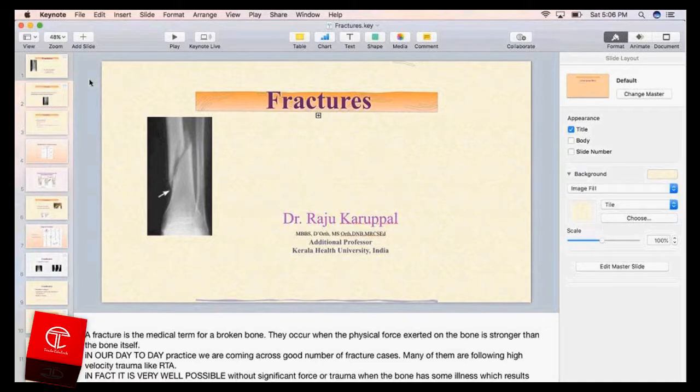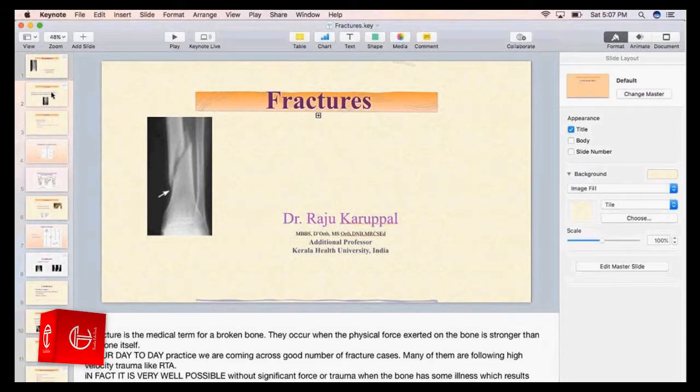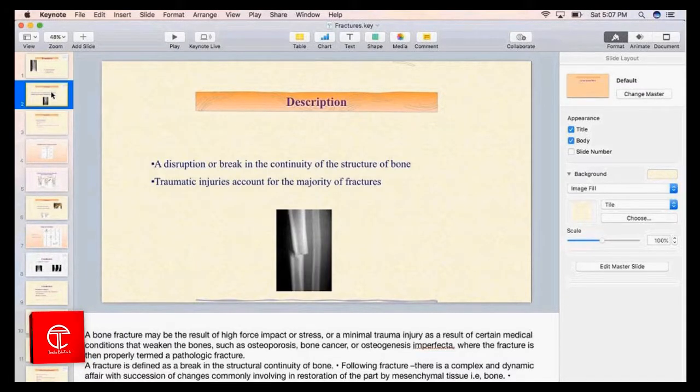And I'm sure all of you are aware of what a fracture is. Fracture is a simple medical term for a broken bone. Of course, they occur when a physical force exerted on the bone is stronger than the bone itself. And in day-to-day orthopedic practice, the majority of our cases are fractures and their complications. So the definition of fracture is a disruption or break in the continuity of the structure of a bone.